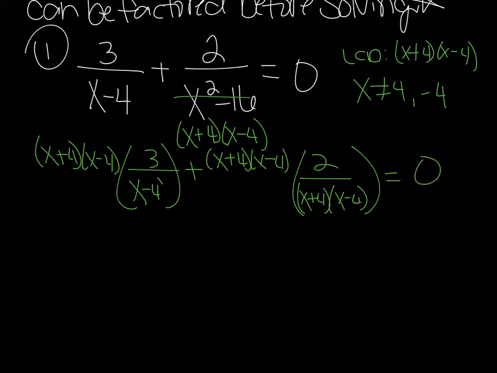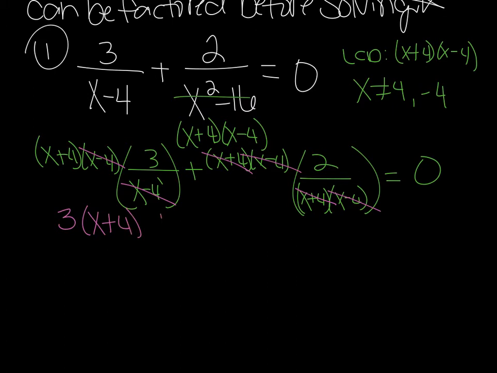Once again, I would not skip this step. The people that skip this step are the people that are making silly mistakes. So write this step out. And now this is the exact same. So go through, cancel things out. The x minus 4s cancel out. The x plus 4s and the x minus 4s cancel out. So for that first one, I have 3 times the quantity x plus 4.